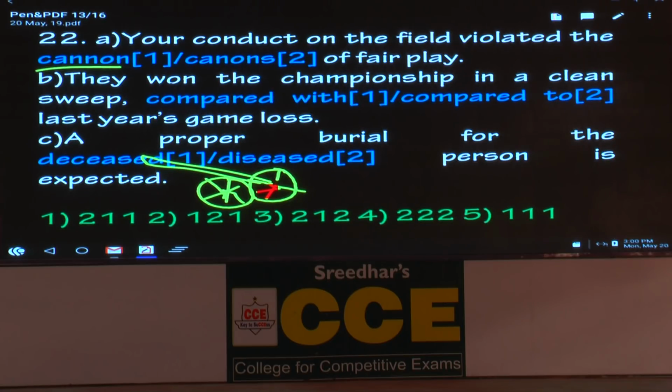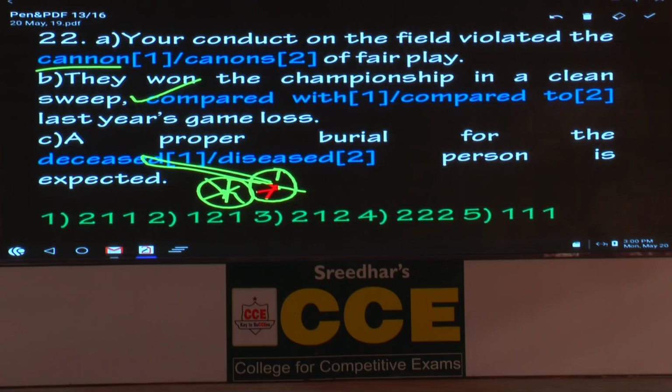They won the championship in a, please put a star mark, B, very important. They won the championship in a clean sweep compared to last year's game loss. No, I will ask the question. Give me a minute. How many of you think "compared with" is right? Raise your hands. How many of you think "compared to"? Raise your hands. The answer is "compared with".